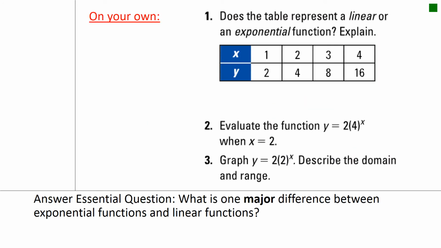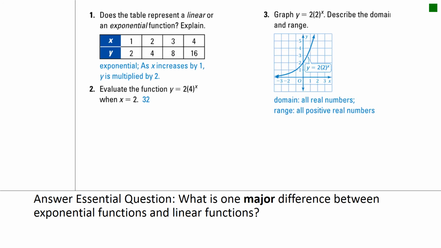All right, now it's time to try this on your own. You're going to go through and tell me if this table is an exponential or linear function and why. You're going to evaluate this function when x is 2, and you're going to graph using a table. Make sure you're only using positive numbers because we haven't gone over that. So why don't you just use 1, 2, and 3 and tell me the domain and range of it. All right, you should have paused your video back there. Here's what you should have gotten for those 3 questions. Go ahead and check your work, then go ahead and answer this essential question.